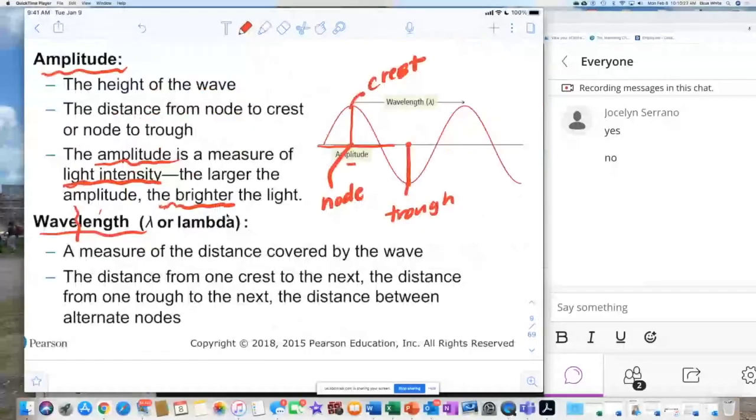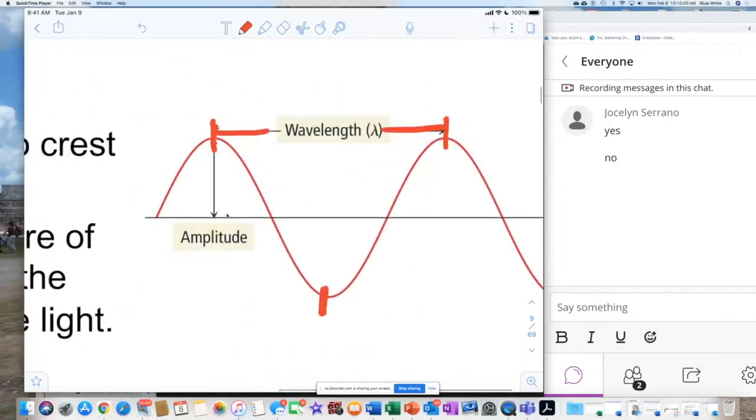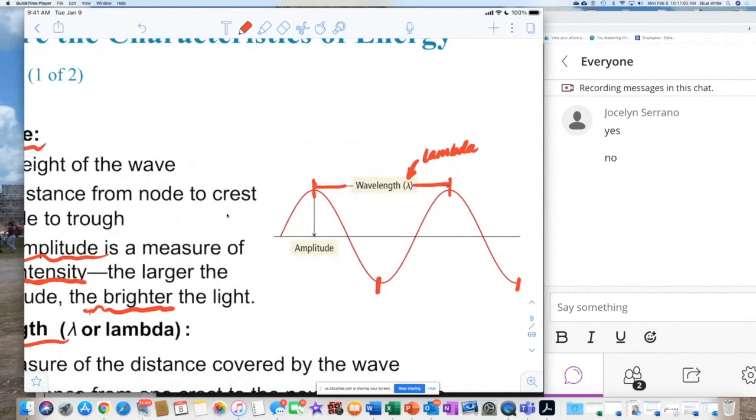you can pick 2 points. Either pick 2 consecutive crests or pick 2 consecutive troughs. So in this case here, they pick 2 consecutive crests, the 2 highest peaks, or you can pick the 2 lowest peaks, and then measure the distance between them, and that will be your wavelength. The wavelength has a symbol called lambda, like a lamb and then da, lambda. Okay. So wavelength, once again, is the distance between 2 of the highest peaks of your waves, the crests, or 2 of the lowest points, the troughs.